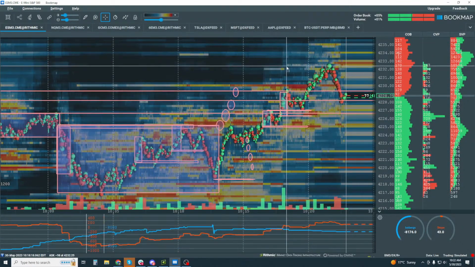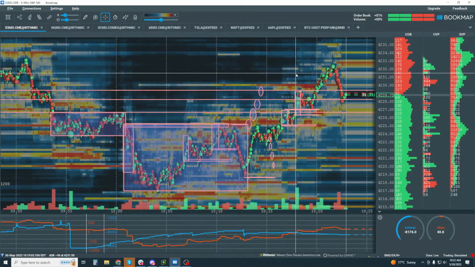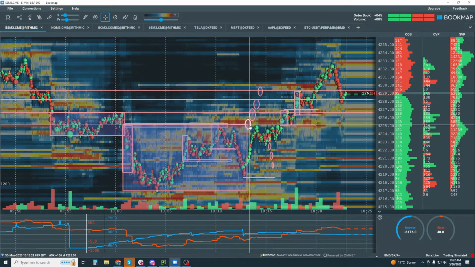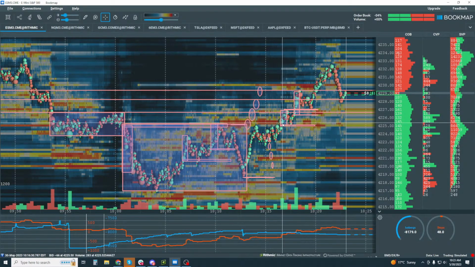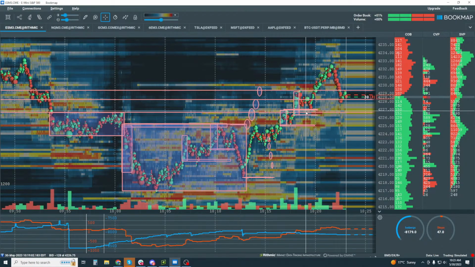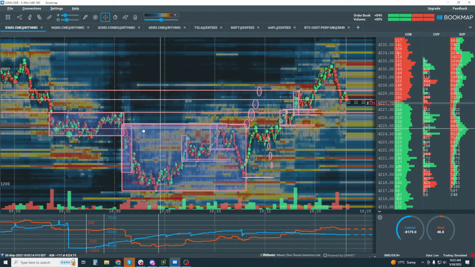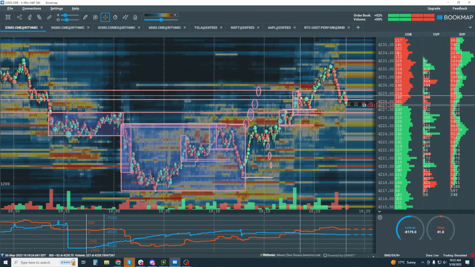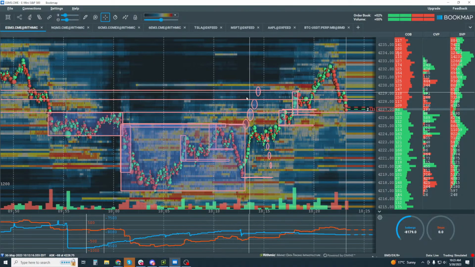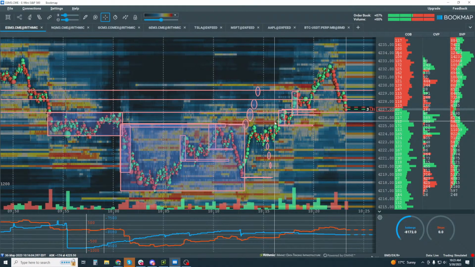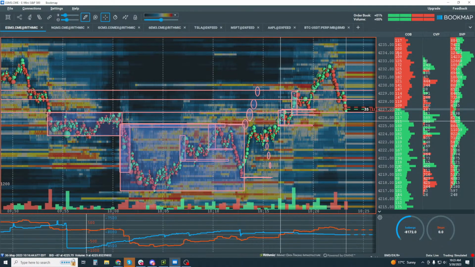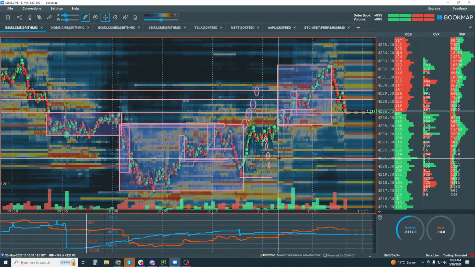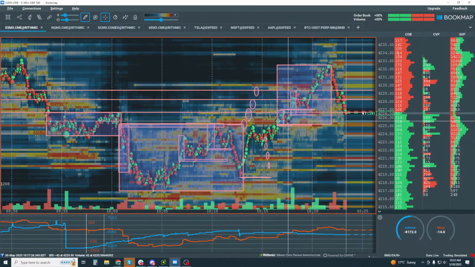All right, now we can repeat this process and come back in here and look at this and say, all right, here's our breakout, and now who's in control? Sellers were in control here. We outlined that whole area, and buyers took control back up above it, like we outlined here. Okay, so we can look for pullbacks. Buyers remain in control from this point on in this time frame.